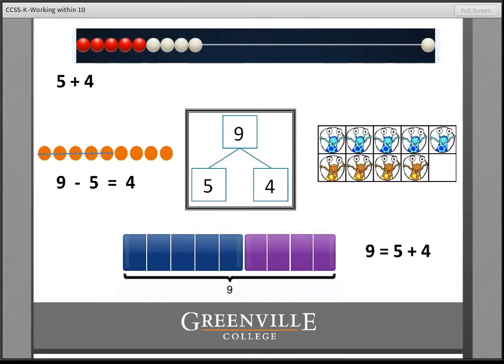We also see this represented in a 10 frame. You see the 5 and the 4 there. I have it represented in a subtractive situation with 9 orange dots, 5 of which are crossed out. And then I also have it in what's called a tape diagram at the bottom in blue and purple, showing that 5 blue cubes and 4 purple cubes altogether, or they look more like rectangles, are 9 rectangles, and then the equation. So we have a whole variety of different representations there, some more concrete and some more abstract.